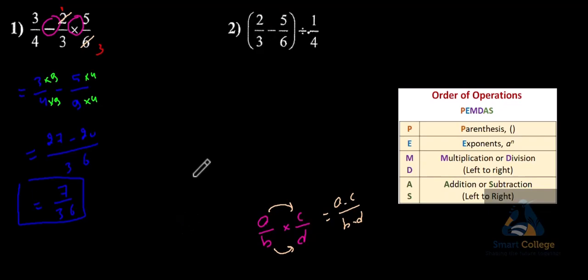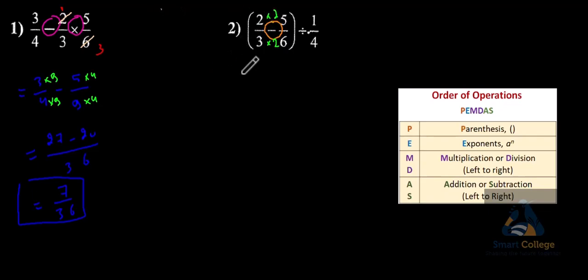In this example, we have three operations. That's the parentheses, subtraction, and division. Let's start with the parentheses. Inside the parentheses, we have subtraction. We have 2 over 3 minus 5 over 6. So we must have a common denominator. If we multiply 3 by 2, we will get 6. So the common denominator is 6.